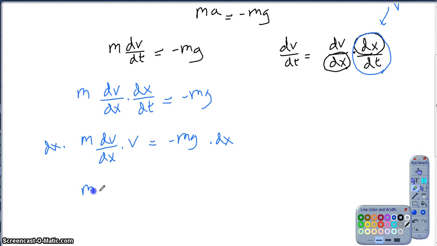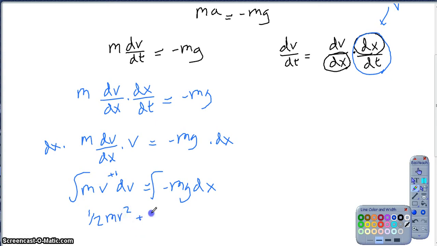So now I have mass times, I'm going to move the velocity out front, mass times velocity dv equals negative mg dx. Now if I integrate both sides with respect to the appropriate variable, I have to integrate it with respect to v, which means I need to add 1 to the power and then divide by it. So it ends up being 1/2 mv squared plus c equals, over here, negative mgx plus c. I'll finish this out in the next part.